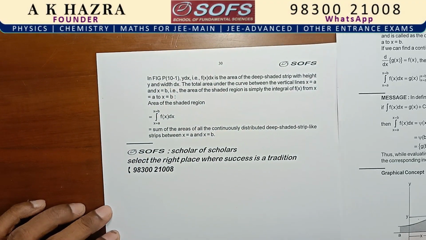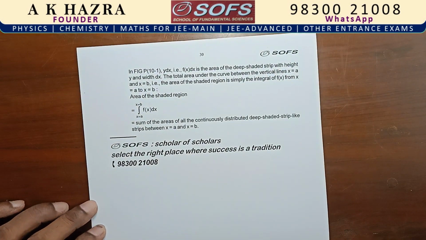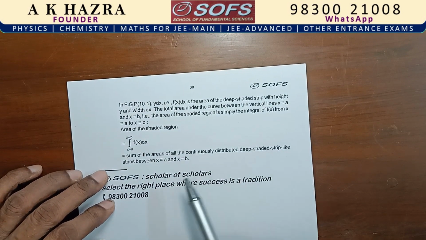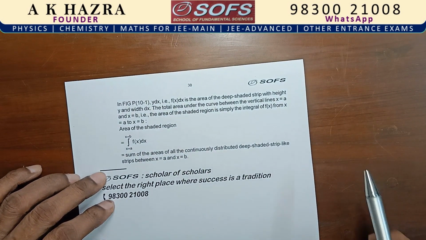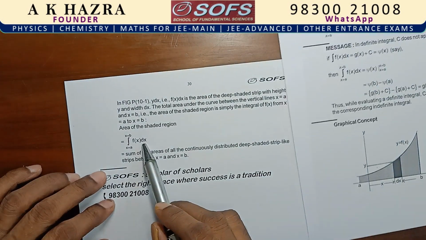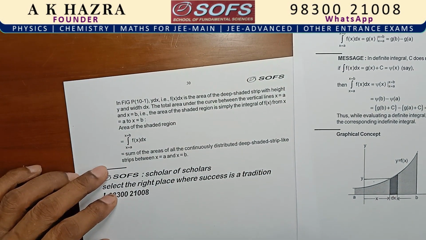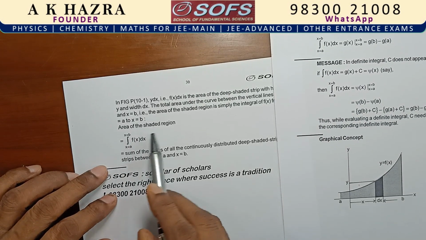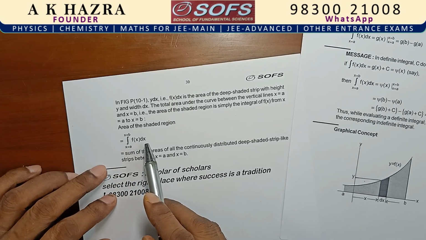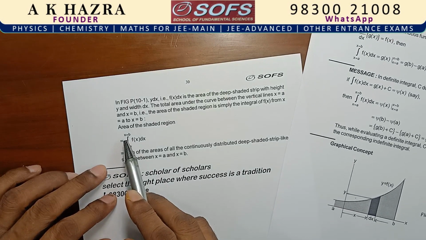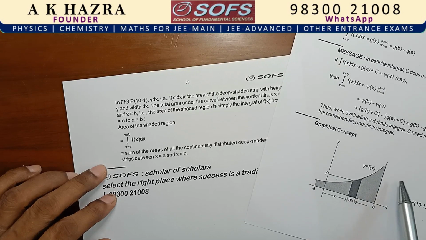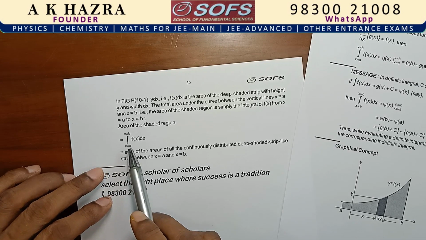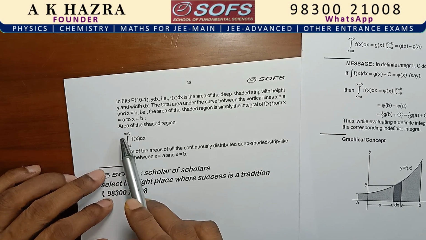Already in the figure, you see this. So clearly what is the area of the deep shaded region? Already you have obtained f(x) dx. Now we have to add this area from x equals to a to x equals to b. That is denoted by integration of f(x) dx, x equals to a to x equals to b. So we will have the total area of the shaded region equals to integration from x equals to a to x equals to b of f(x) dx.